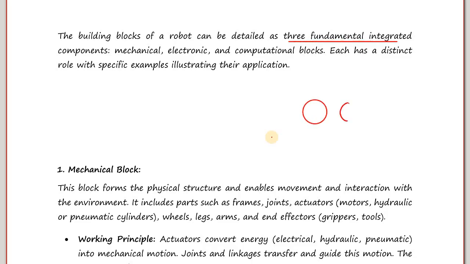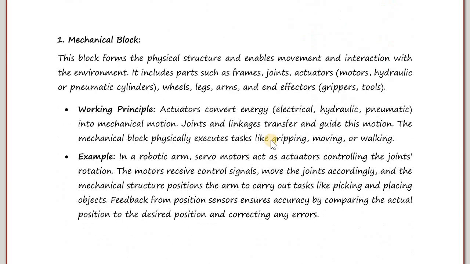So, basically we have got three components. What are they? The first is the mechanical component, okay. Next is the electronic component, and after that we have got computational blocks. And you see, each block has a specific role, and we will illustrate this through examples. So, let us first talk about the mechanical block. Now, this block forms the physical structure and enables movement and interaction.